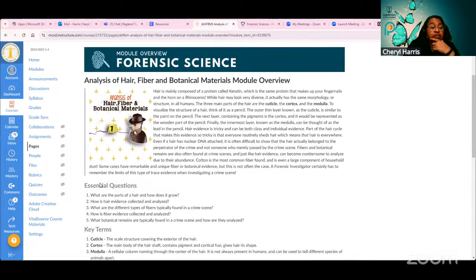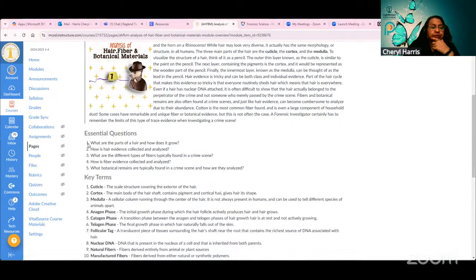Again, look at your essential questions. So we have 5 essential questions. What are the parts of the hair and how do they grow? I'm not going to stress this question at all, so don't worry about the parts of the hair. Second question, how is hair evidence collected and analyzed? That you need to know. So all of this cuticle, medulla, that'll come in another time, but not for this test. We did that on the last test.